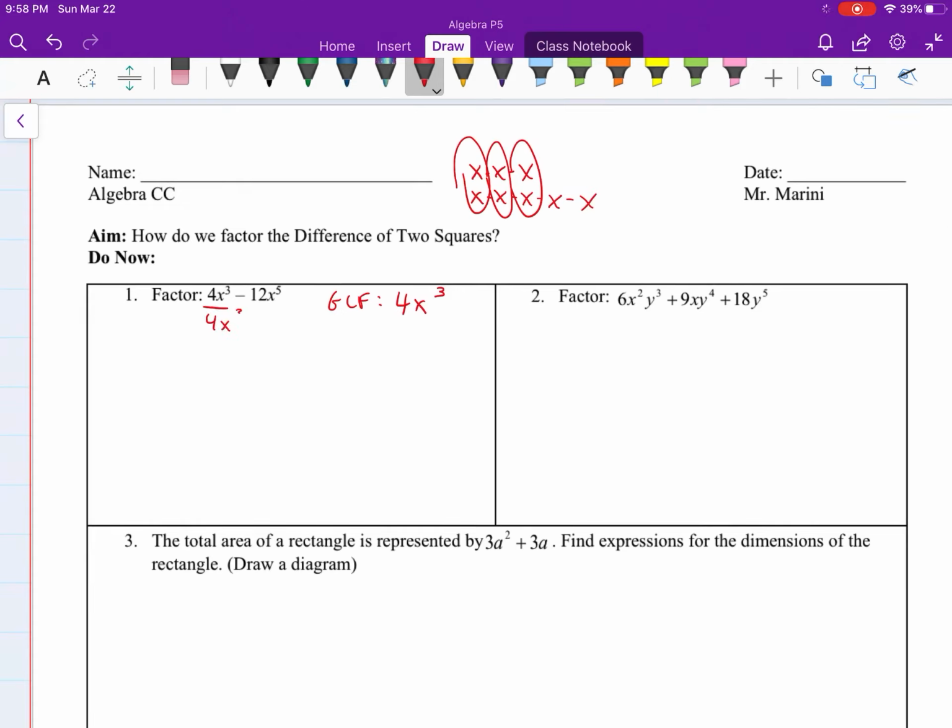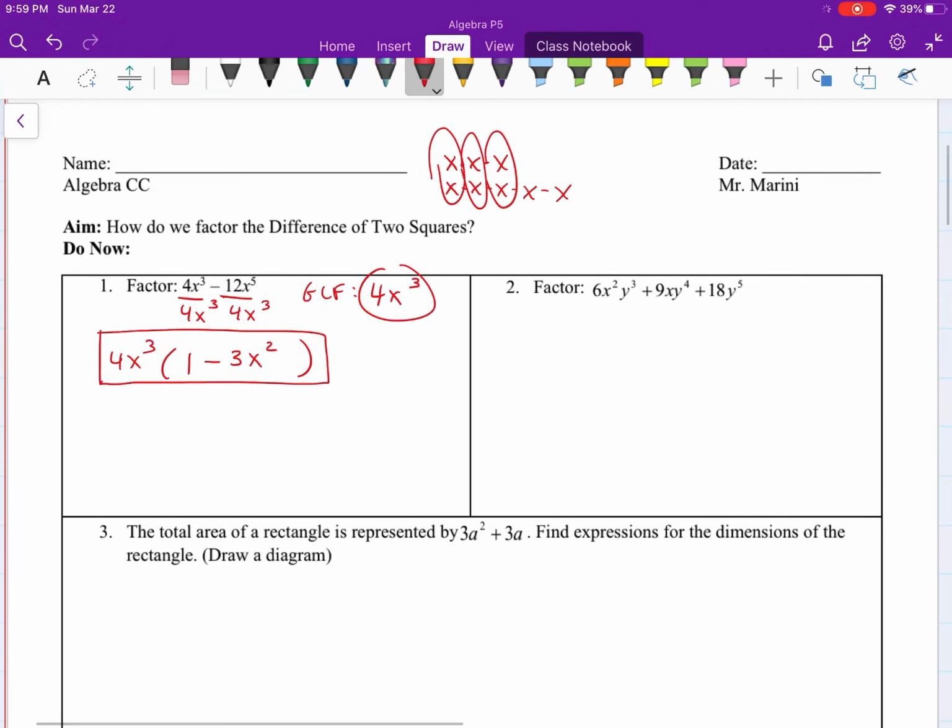So divide both of them by 4x to the third. In parentheses here, we're going to have 4x to the third divided by 4x to the third, that's 1. Minus 12 divided by 4 is 3. And x to the fifth divided by x to the third is x squared. Remember to subtract your exponents and then put that GCF right in front. And you're done. You can distribute that back and make sure you got the right answer.